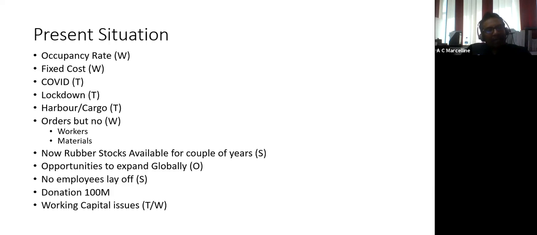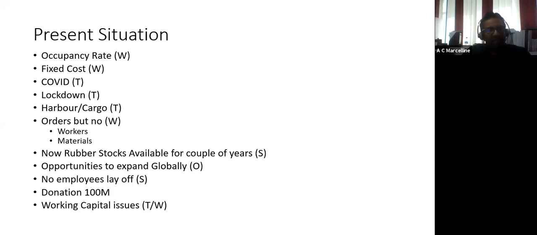We donated 100 million for the COVID fund. It's not marked here as anything, but I would put it as a strength, because your brand and your acceptance with the present regime, I would say it's good, because people will keep in mind who helped at the need of the hour.